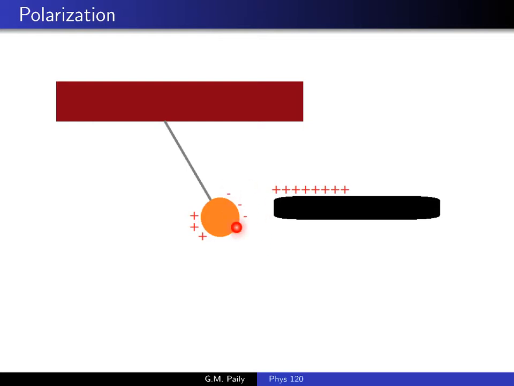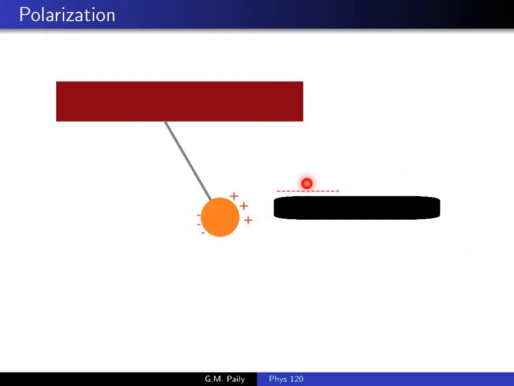Since the negative charges are closer, they feel a stronger force compared to the positive charges, which are further away. And so the attractive force outweighs the repulsive force. Since the net force is attraction, the ball moves towards the plastic rod.